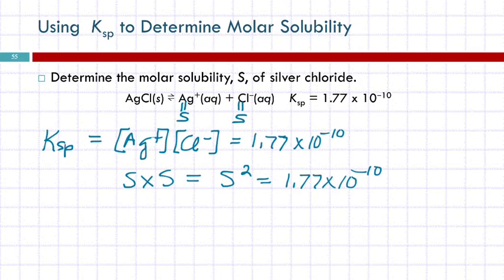So 1.77 times 10 to the minus 10. No, try that again. 1.77 times 10 to the minus 10. Okay, I'm having trouble with my stupid calculator. There we go. No. Can somebody do that for me? Yeah. My phone is not cooperating.